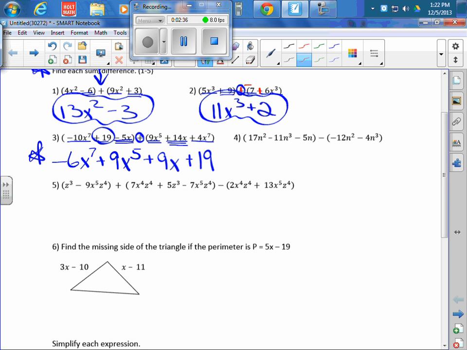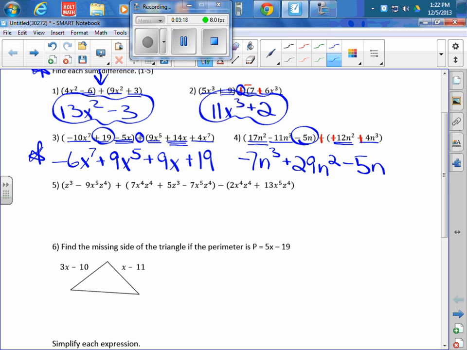Again, we have subtraction here, so change that to a plus sign, and then change the signs of the terms inside the parentheses. So that makes it a positive 12n squared and a plus 4n to the thirds. Now go through and combine your like terms. Again, you're going to start with the highest exponent first. We have n to the thirds. Well, negative 11 plus 4, negative 7n to the third. Do we have any n squareds? Yeah, 17 plus 12 is positive 29n to the second. And then the only thing we have left is the minus 5n, and there's your final answer.